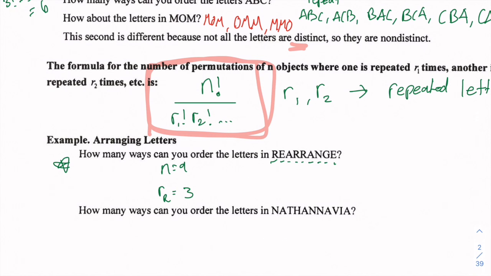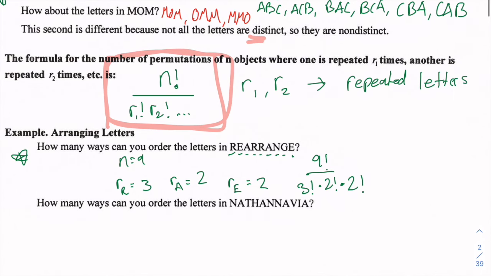What else repeats? The A repeats. I'm just saying how many times A repeats: A repeats 2 times. And I believe the E is going to repeat 2 times. So plug in your formula: n factorial over 3 factorial times 2 factorial times 2 factorial. What this does is make the number smaller, right? When you divide, it makes it smaller. So I'm getting rid of those copies of itself, aka the letters that repeat.